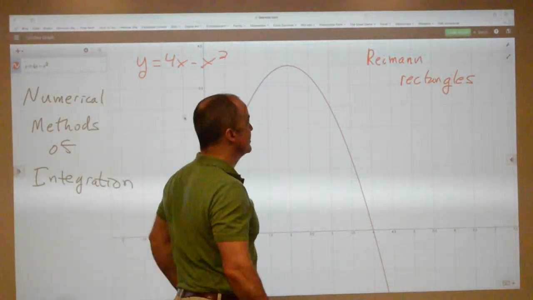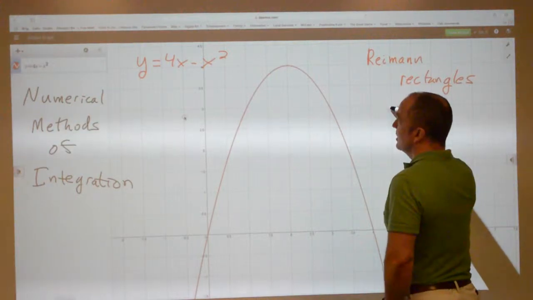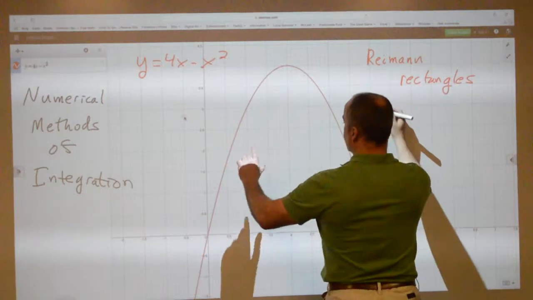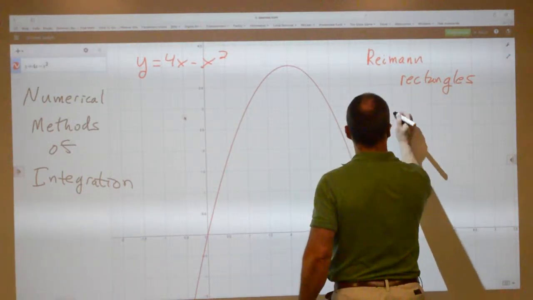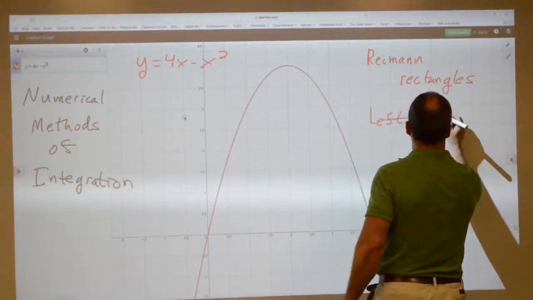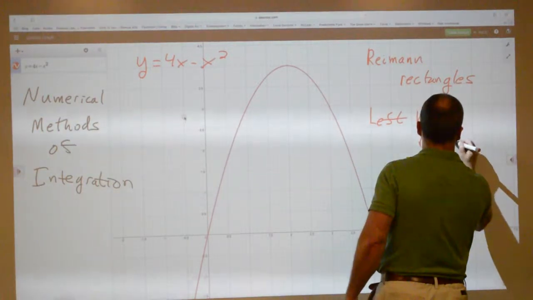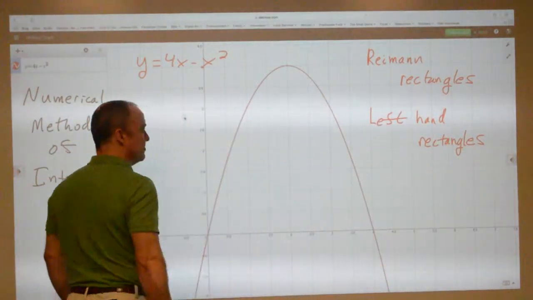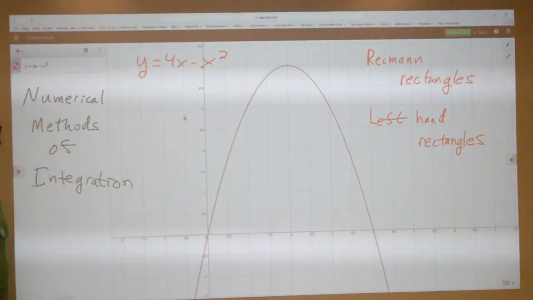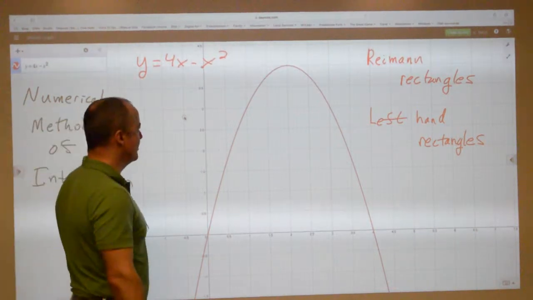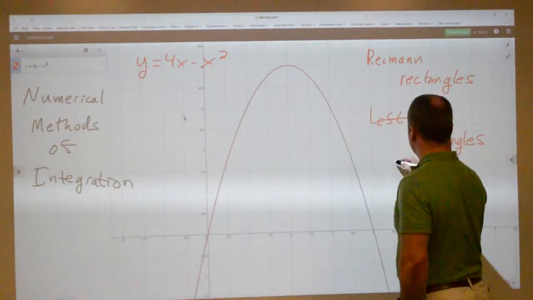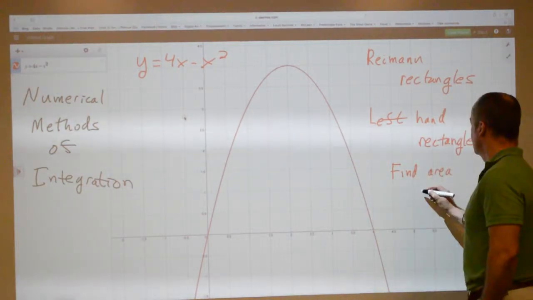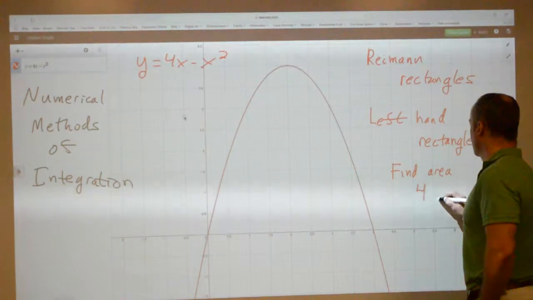The first thing we are going to look at is, let's see, right and left. Left-hand rectangles. Left endpoint rectangles, they're sometimes called. I am going to find this area with 4 rectangles.